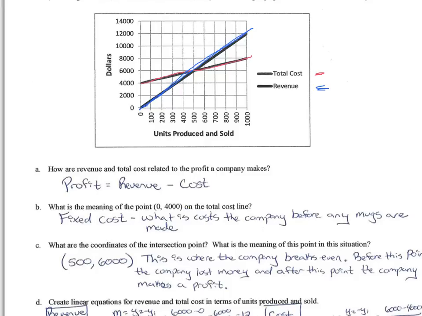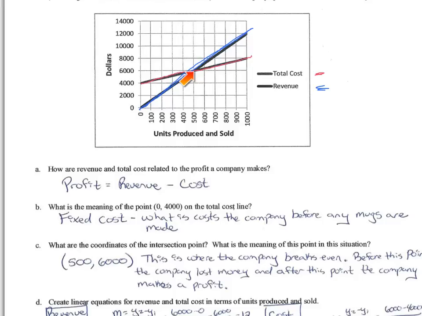What is the meaning of the point (0, 4,000) in the total cost line? So (0, 4,000) is that point right there. What does that mean? Well, that's your fixed costs. It's what it costs the company before any mugs are even made. So before I even make one mug. So maybe the cost of buying the machines, of running the factory, that type of stuff. That's a fixed cost.